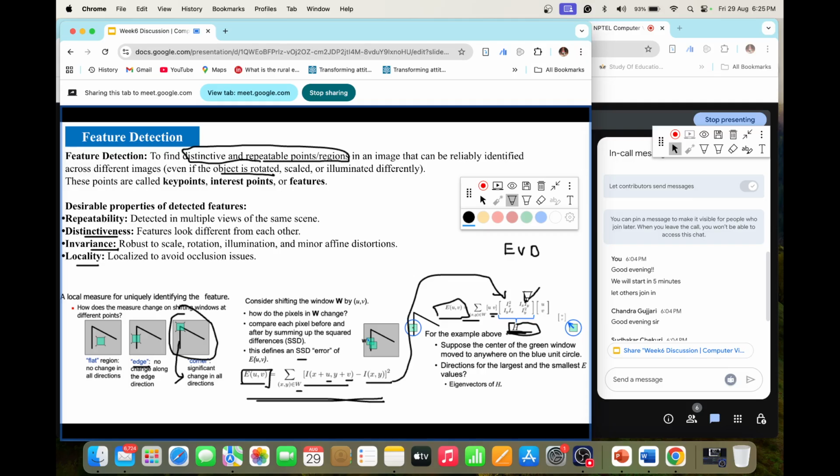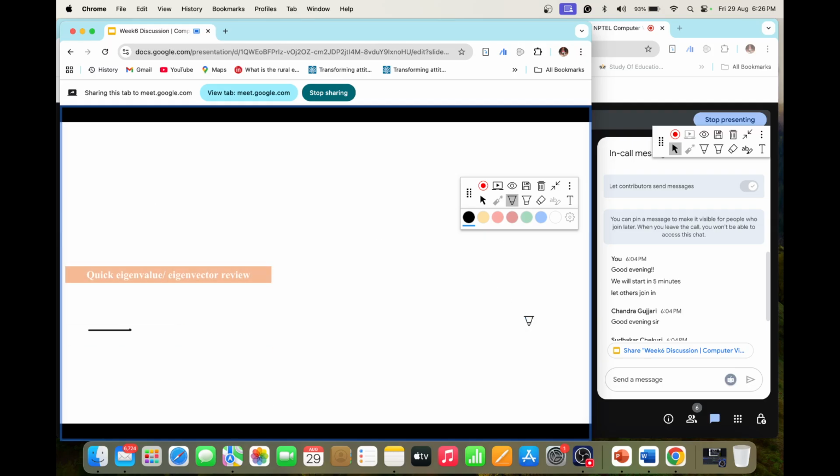Why is it important? Suppose the center of this green window moves anywhere on the blue line, or whatever line, the black line. The directions of the largest and smallest eigenvalue are the eigenvectors of H. An eigenvector has two things: one is direction and one is the scale associated with it. The scale means how much change there is, and the direction means in which direction the change is happening. So these are the two things that the H matrix will signify. So the H matrix is the most important matrix out of this.